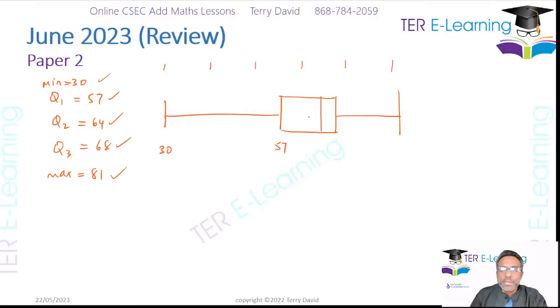do this. Now, what's he actually giving you the marks for? You need to put in these numbers. So 57 here, 64 here, and then we have 68 here. Right? So label this as Q1, label this as Q2, and label this as Q3. Right? Because this is how CXC is going to mark it. They're looking to see where you have put Q1, Q2, and Q3.